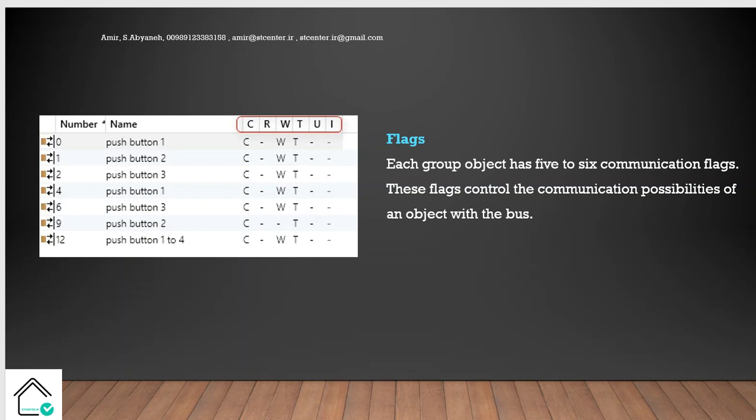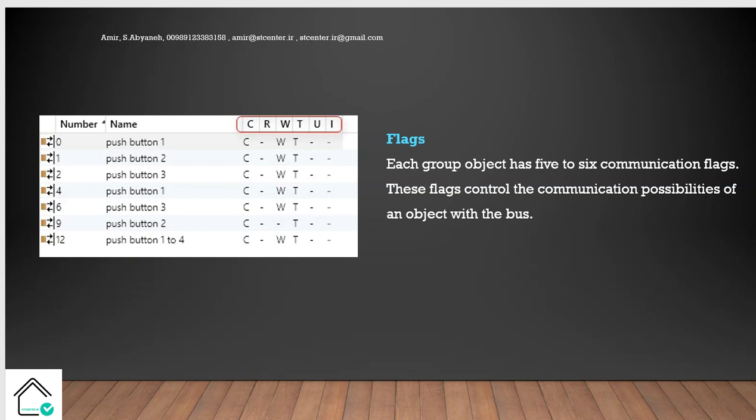We can say this group object can be the group object for an actuator, a sensor, or a status, or similar. Or whether the value of it can be changed, or if the value of this group object is changed, whether it should be sent on the bus, and similar. So whenever you hear about flags, it means they define the behavior of the group object for you.